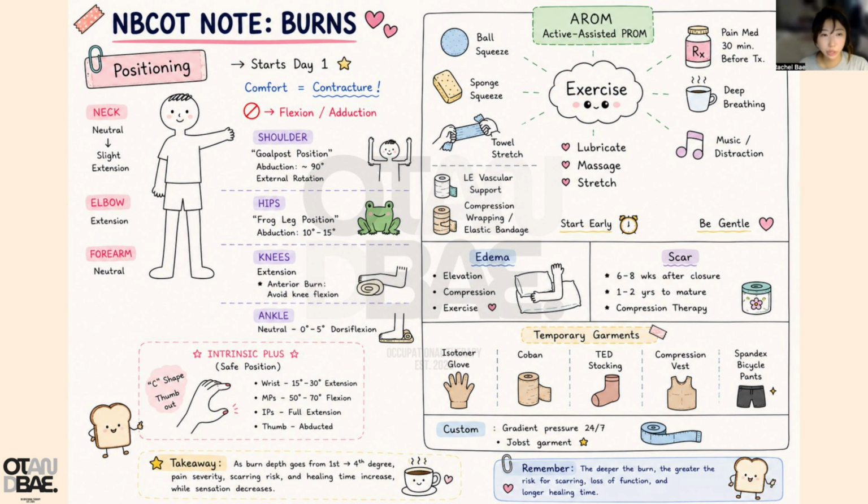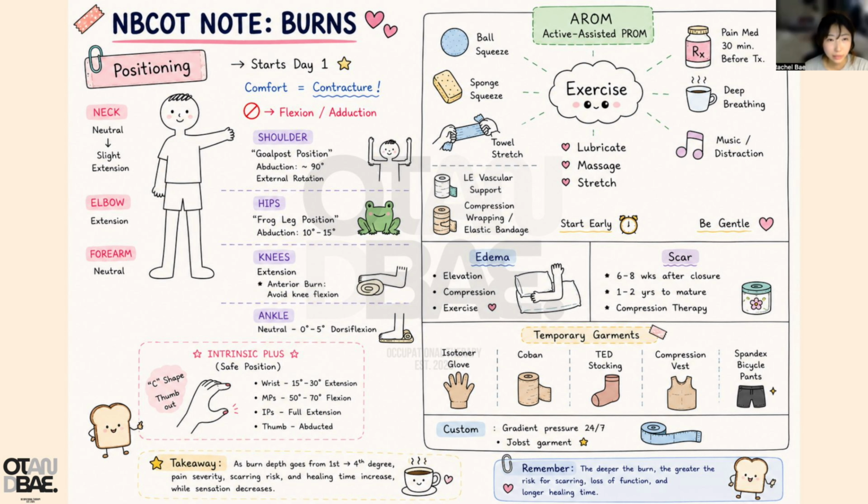Elbows bend, shoulders adduct, necks flex, and unfortunately, scar tissue loves shortened positions. As scars mature, they naturally contract. If the joint stays flexed while healing, it becomes much harder to regain full motion later. Right, so as OTs, we often position clients in anti-contracture positions. These are not always the most comfortable positions, but they're the best positions for preserving long-term function.